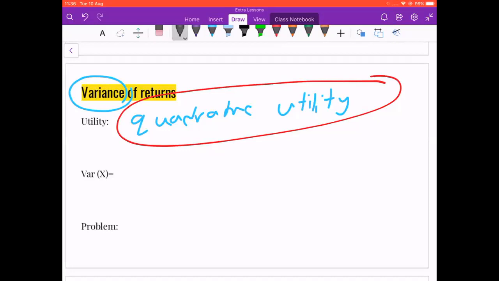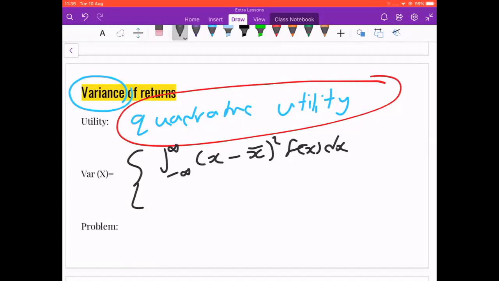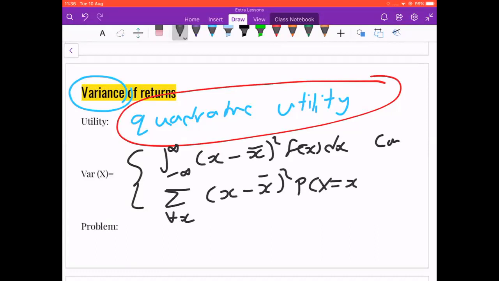So anyway, to calculate variance, I'm just gonna write the formula down. You have been doing this since first year, or maybe since high school. So this one is for continuous. For discrete, this is the formula you are going to use.